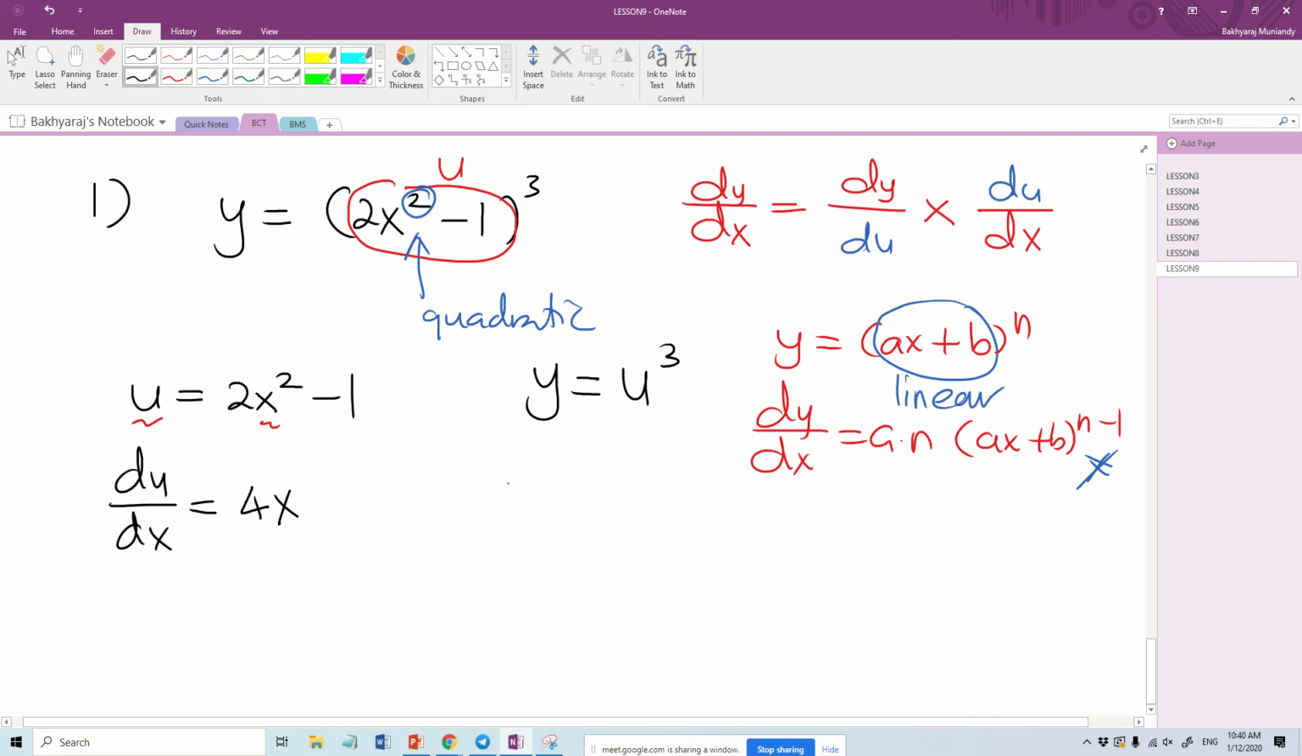What about this side? You get dy over what? dy over du. Correct. You get dy over du, because your function is y and u. So when we differentiate, you get dy over du. What would be your answer? dy over du becomes 3u power of 2. Very good. We will get 3u power of 2.